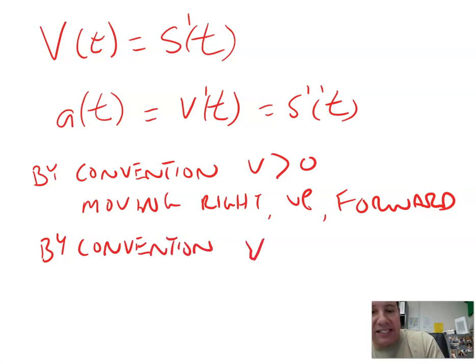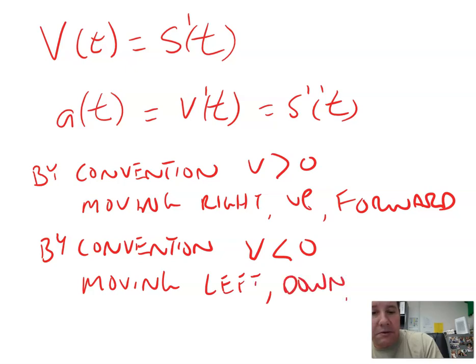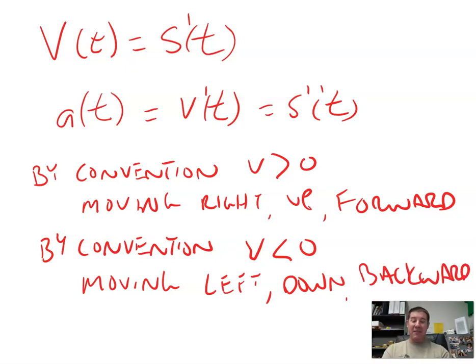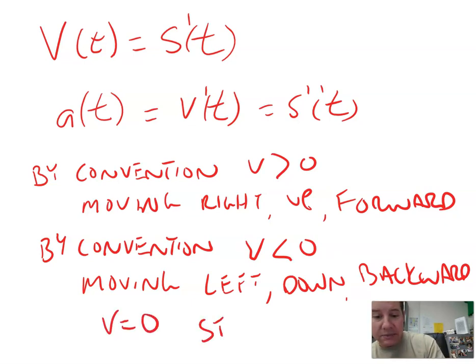if the velocity is negative, if it is less than 0, it is moving to the left, or down, or backward, depending on which direction we're talking about. I guess that means that if my velocity equals 0, I'm stopped. I'm not moving anywhere, right?